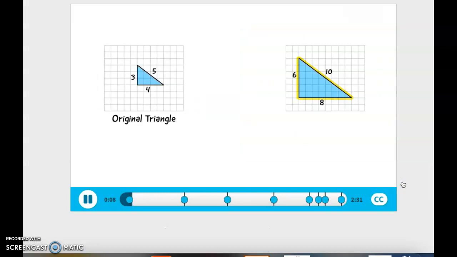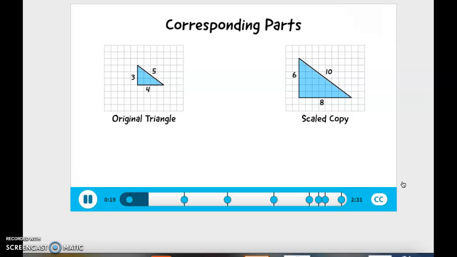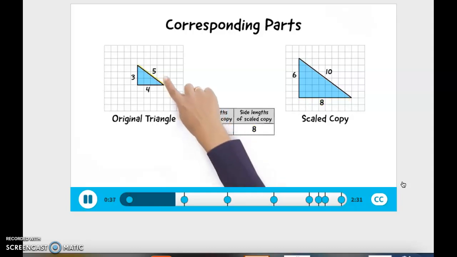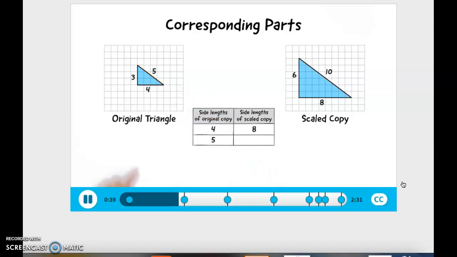This is a scaled copy because all parts changed from the original figure in a consistent way. In a scaled copy, we call parts that have the same position within each figure corresponding parts. In these triangles, we say that this segment corresponds to this segment. We can show this in a table. The 4-unit side in the original corresponds to the 8-unit side in the scaled copy. Which segment in the scaled copy corresponds to this segment? What about this one?